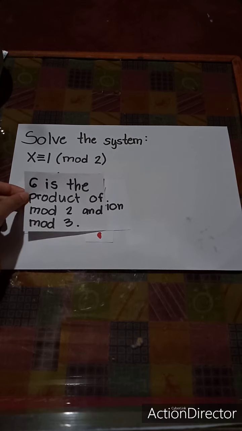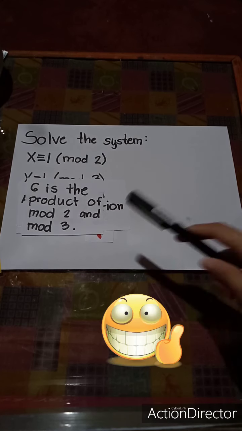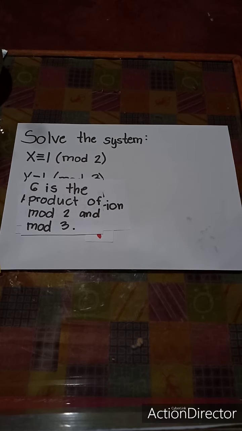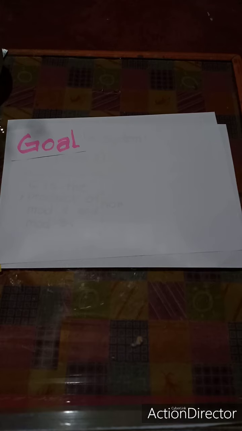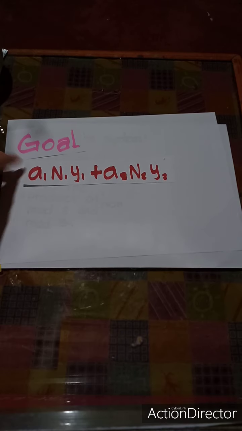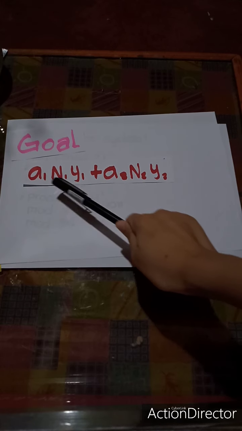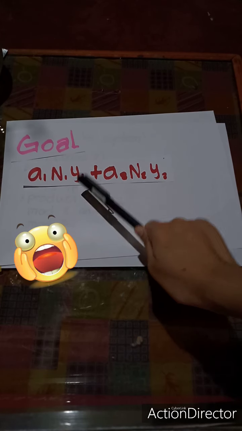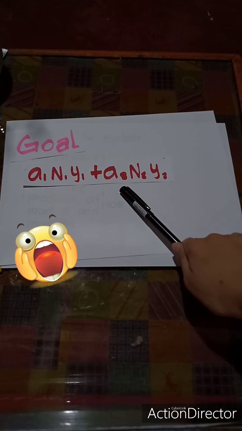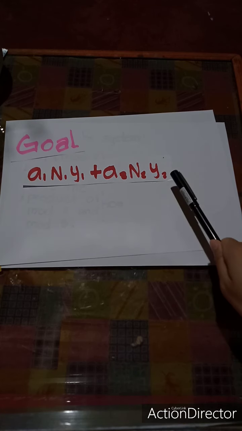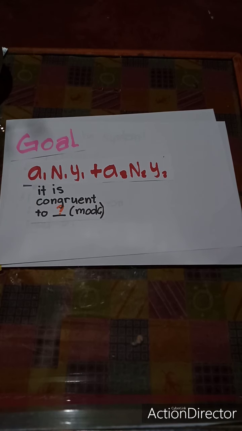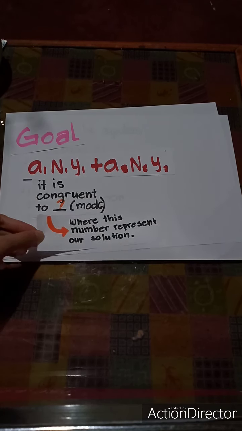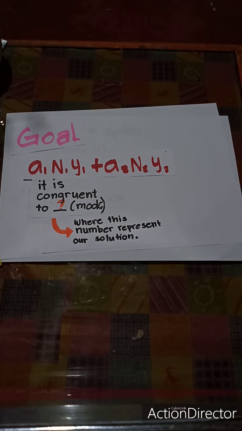6 is the product of mod 2 and mod 3. Let us identify our goal. Our goal is to solve the equation of the form a sub 1, n sub 1, y sub 1 plus a sub 2, n sub 2, y sub 2, and we wish that it is congruent to some number mod 6, where this number represents our solution.